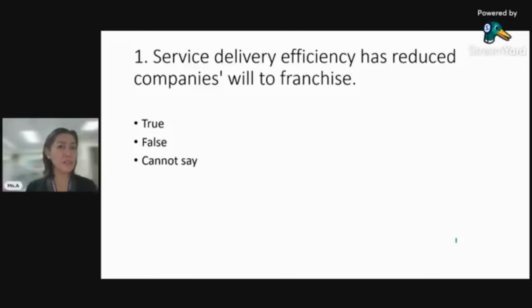Okay. So, is it true or is it false? So, service delivery efficiency daw has reduced companies' will to franchise. Binanggit ba yung daw service delivery efficiency? Na-reduce po ang will ng mga company na mag-franchise or mag pumayag na mag-franchise dun sa mga gustong mag-franchise?